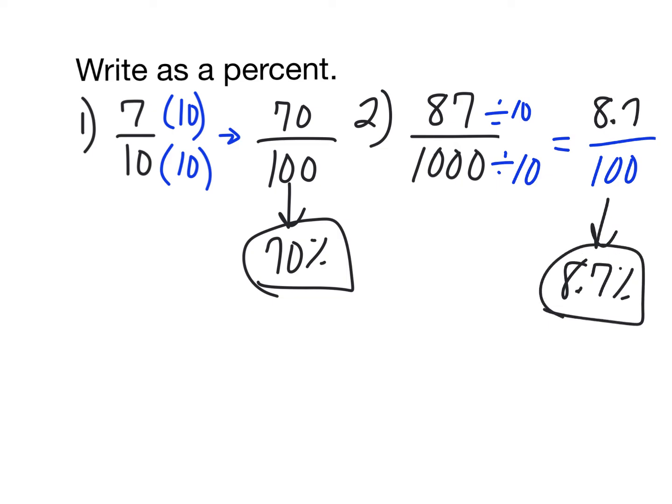If you're doing a problem and you're not sure what you need to divide by to get it to 100, like in this case we had 1,000, what you could do is just do 1,000 divided by 100, and you'll get 10, and then that tells you that you would need to divide by 10 to get to 100.